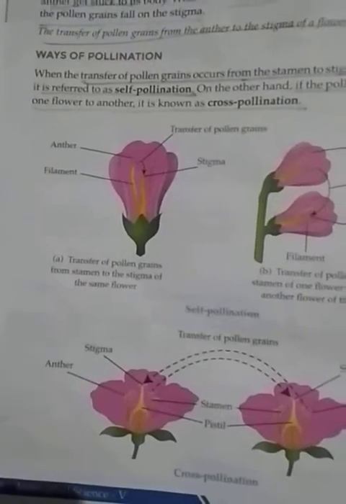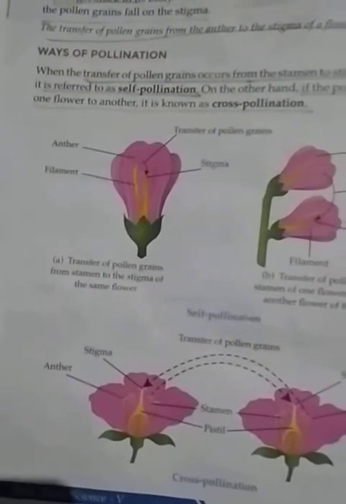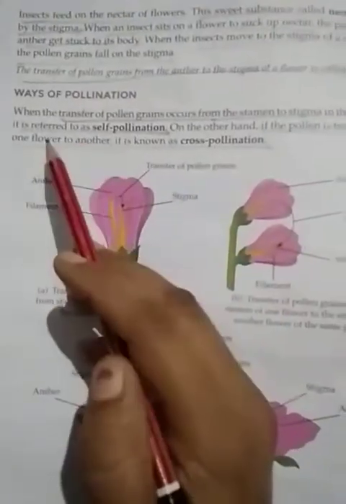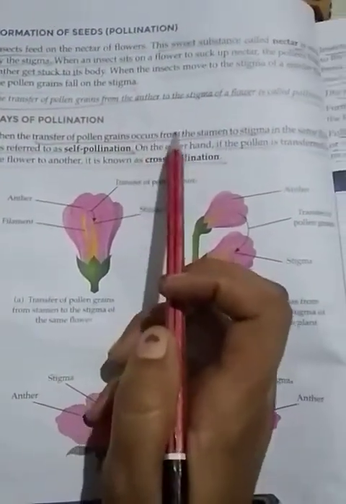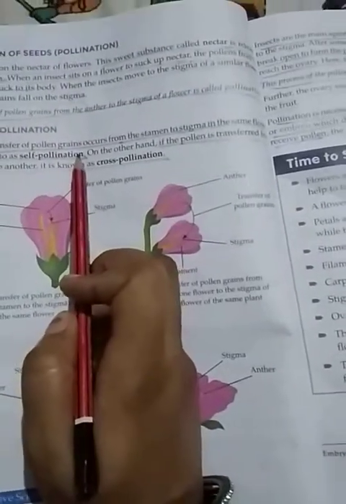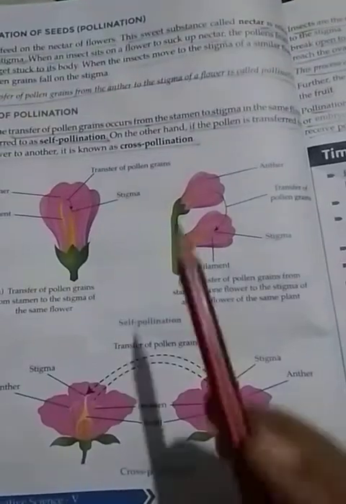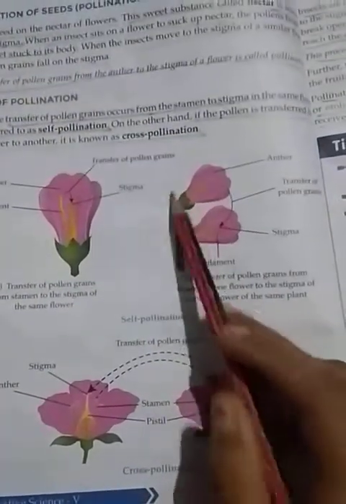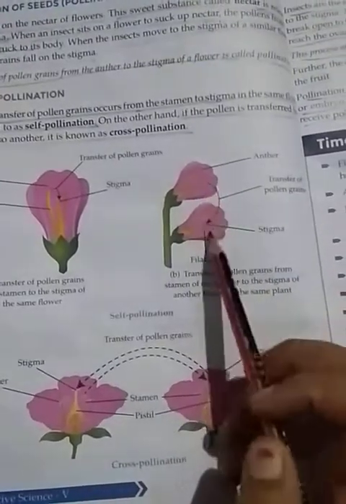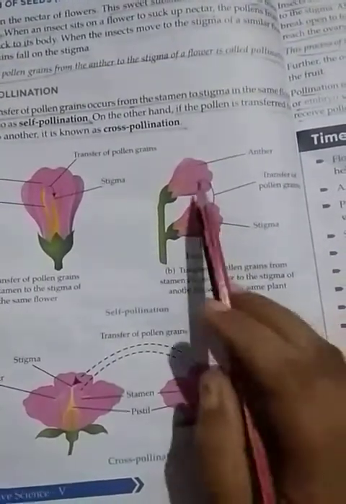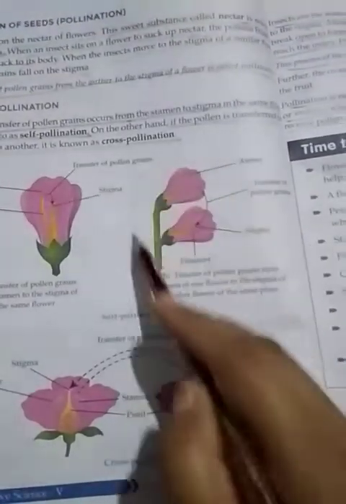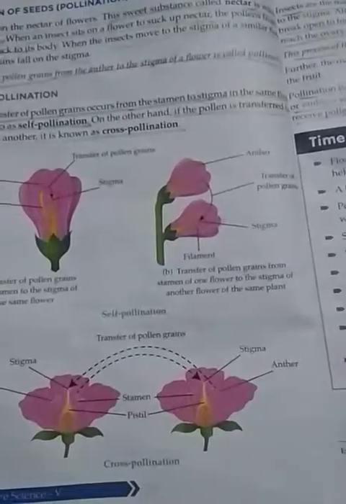Now we are going to study ways of pollination, how this pollination is happening, what are the kinds of pollination. When the transfer of pollen grains occurs from the stamen to the stigma in the same flower, it is referred to as self-pollination. What is happening? If an insect is sitting on one flower of this plant, and then it's sitting on the next flower, from here also the transfer of the pollen grain is happening. So it's happening between the flowers of the same plant. So this will be self-pollination.